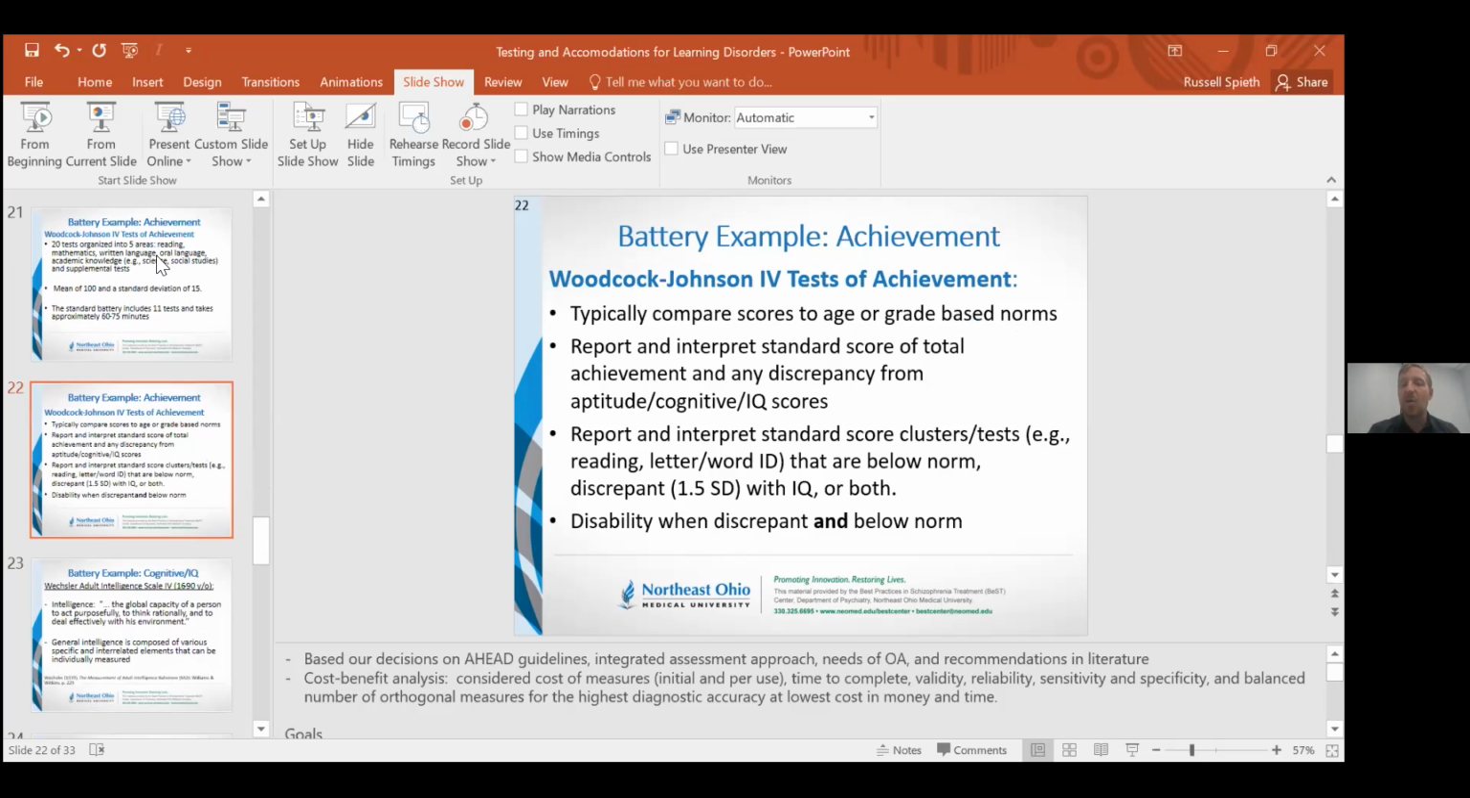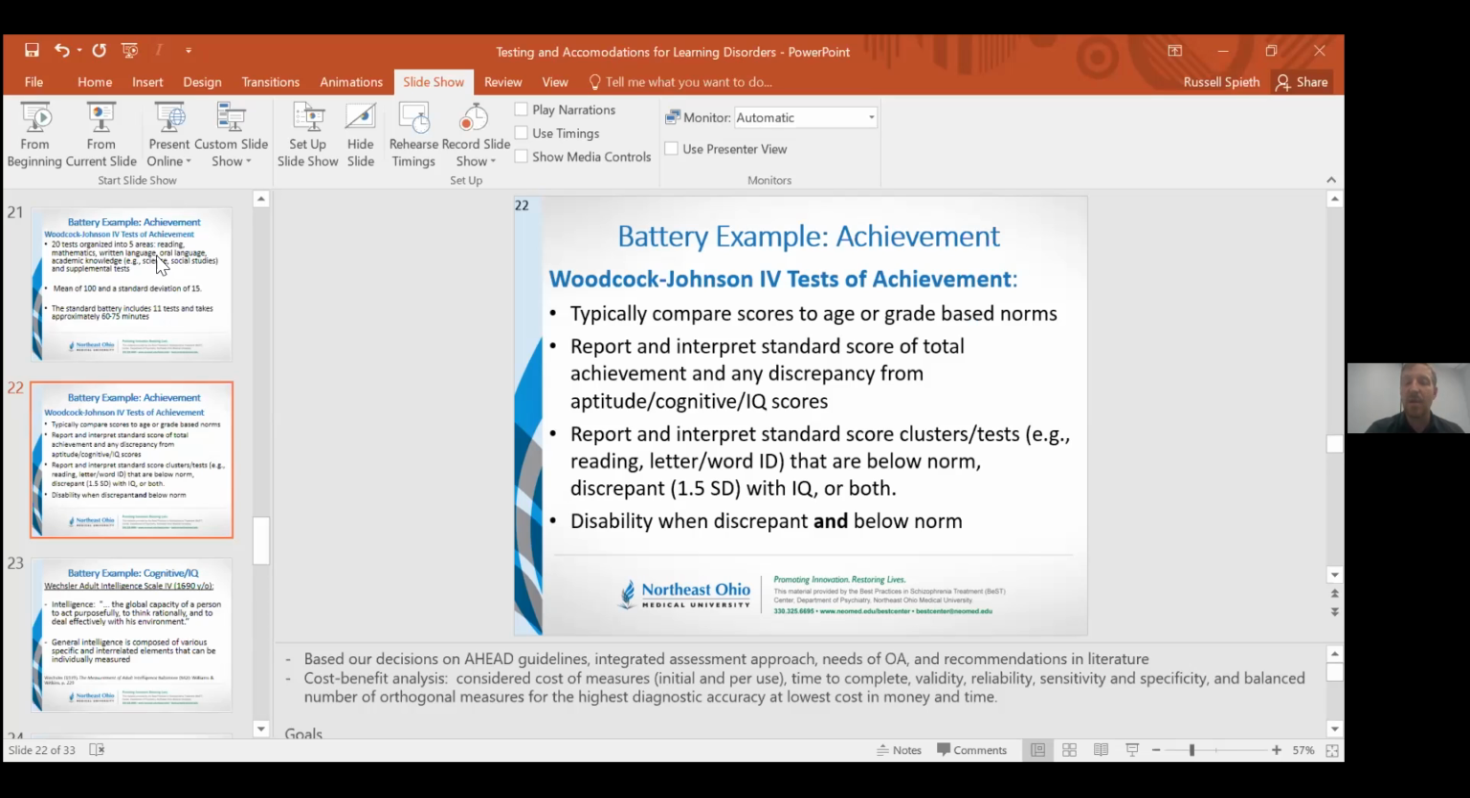And typically what you're doing with the Woodcock Johnson is you're comparing people's scores to their age or their grade-based norms. So you're seeing how they compare to their peers, basically. And then you typically would report and interpret that score of total achievement. And you'd look at it, is it discrepant from their peers? But then you also look to see if it's discrepant from their cognitive abilities. So basically what we typically call an IQ test.